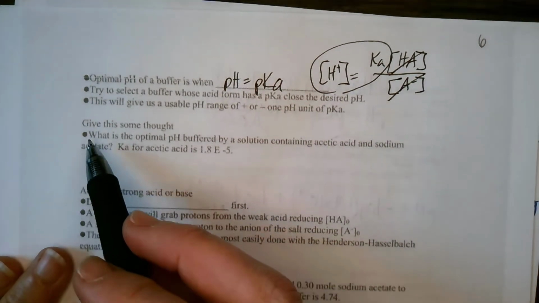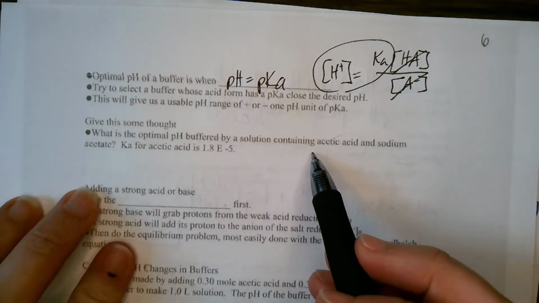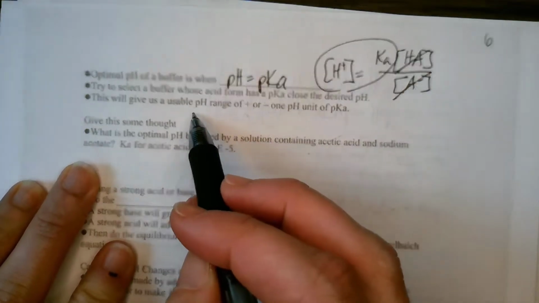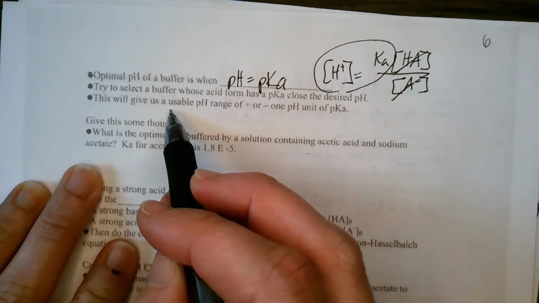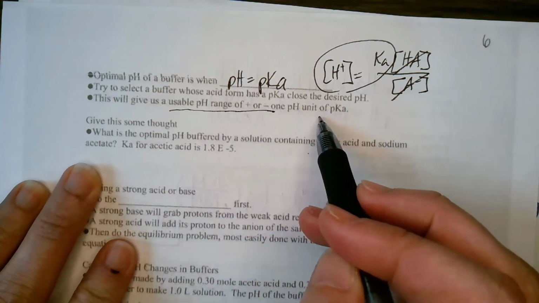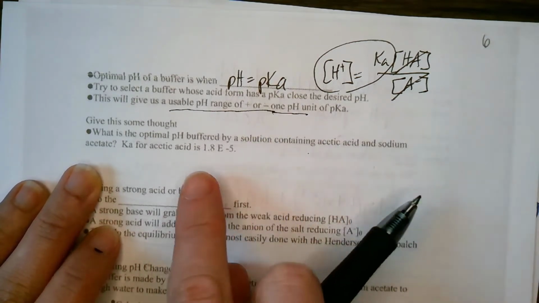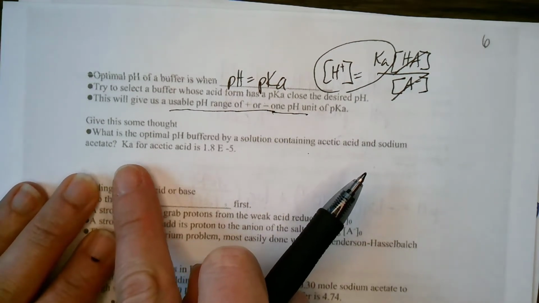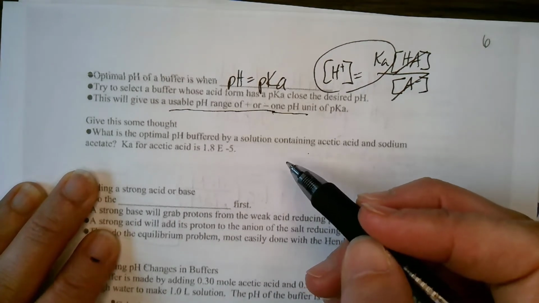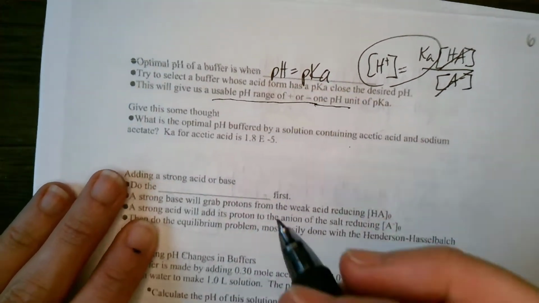So let's think about this. What is the optimal pH buffered by a solution containing acetic acid and sodium acetate? Now, we want to be sure that whenever we look at buffering systems, the pH that we find is plus or minus 1 pH unit. So we're given the Ka for acetic acid, and when we are making this buffering solution, remember we want the pH to equal the pKa.